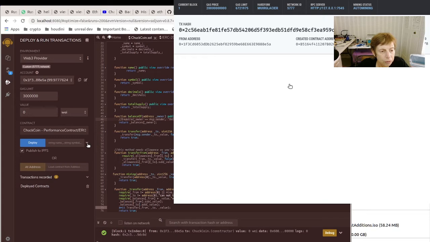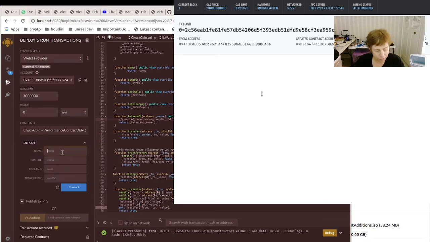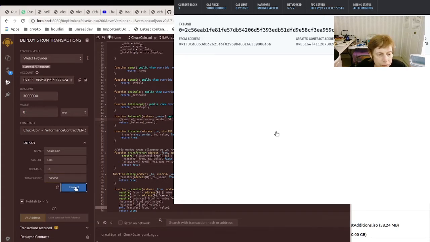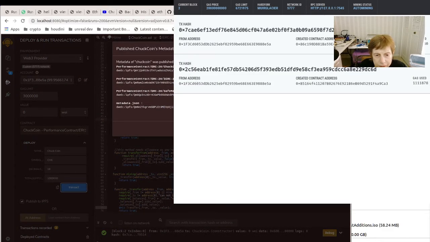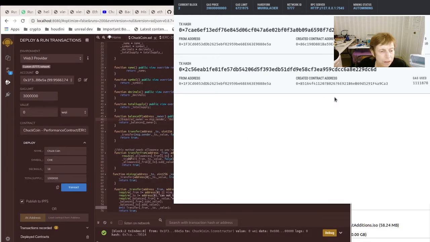Now to deploy, we're going to just give it a name and we're going to call it ChuckCoin. And our symbol will be CHK and our decimals will be 18. And our total supply, let's do 1,000,000. And transact, and you can see it did it. So you see it had to put everything where you're doing, and you can see it right here.